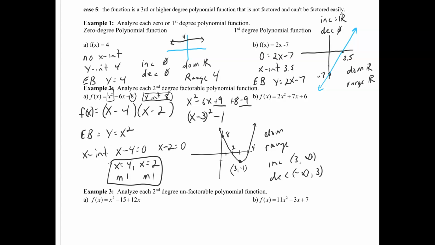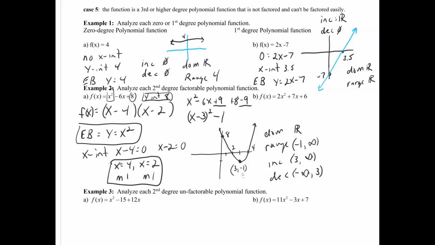The domain is all real numbers. And the range goes from negative 1 to infinity. That's the lowest y value. So negative 1 to infinity. What else do we need here? We have the zeros. We don't have the end behavior. Yes, we do. There's the end behavior. There's the zeros. And then the multiplicity. Of course, they cross in both of those zeros because it's just a parabola.